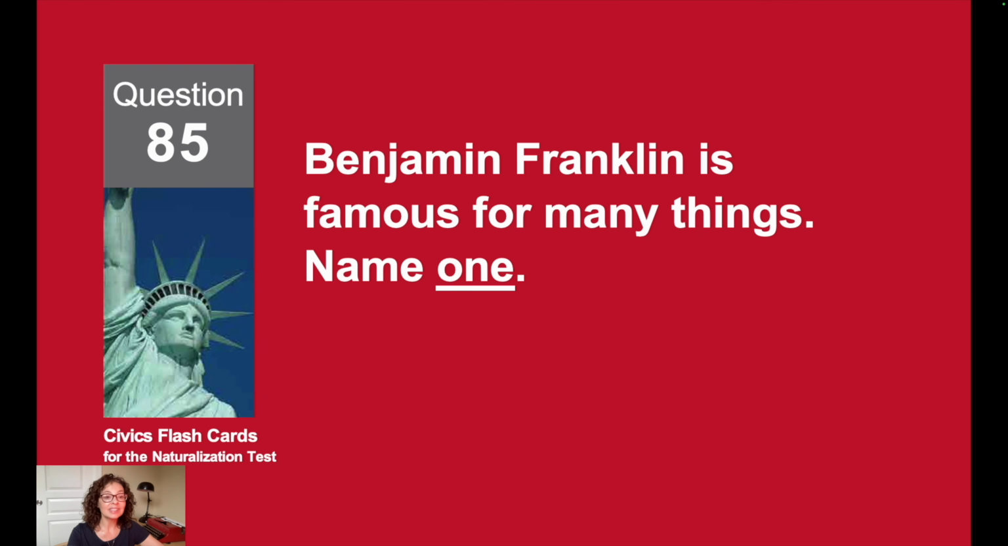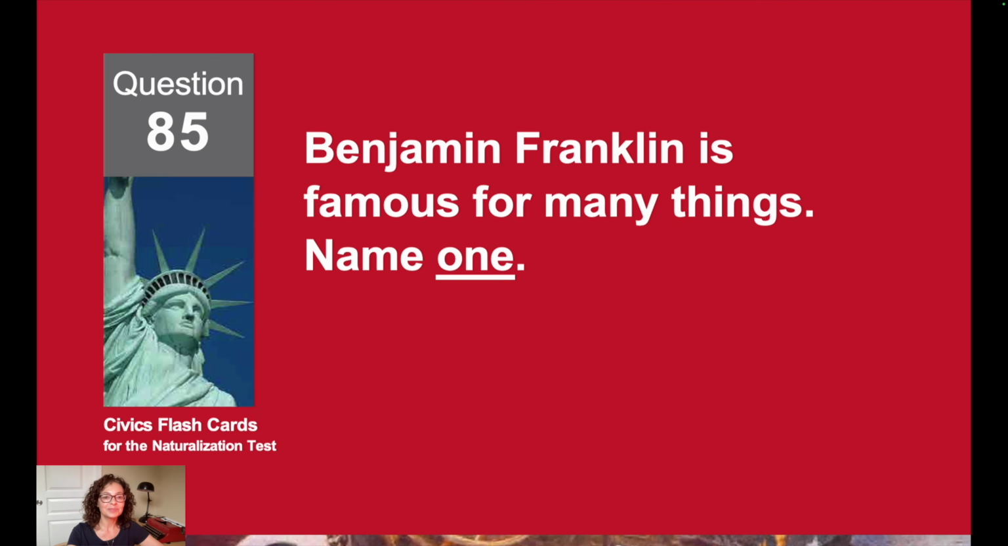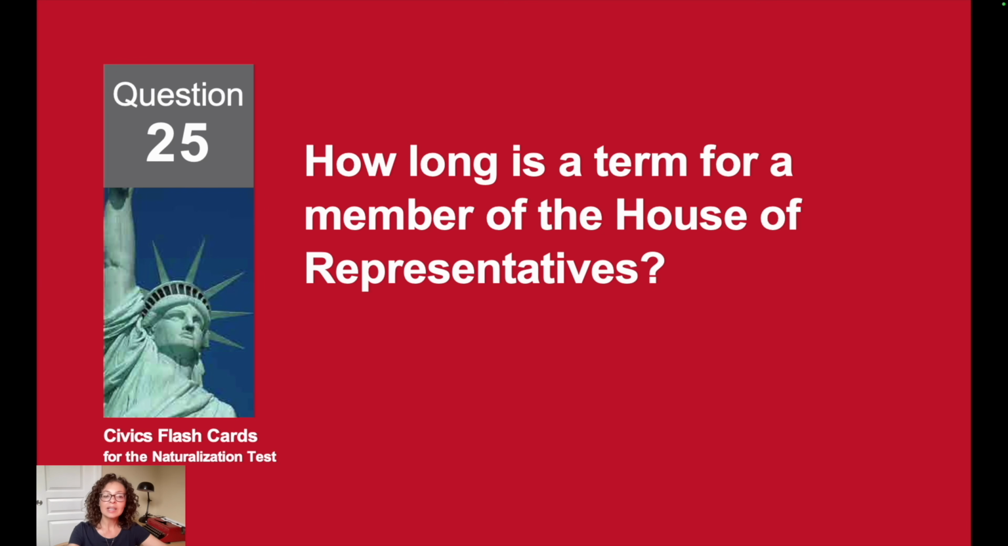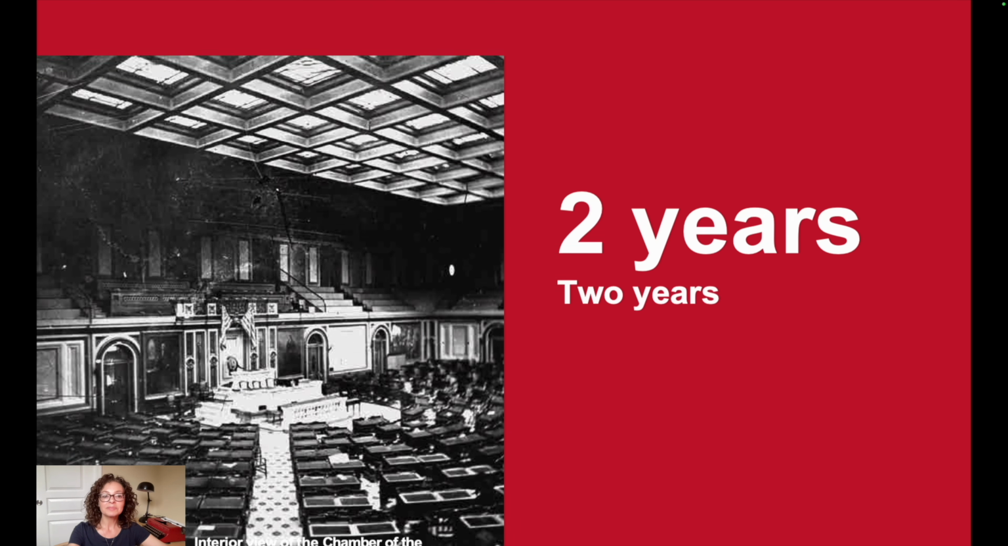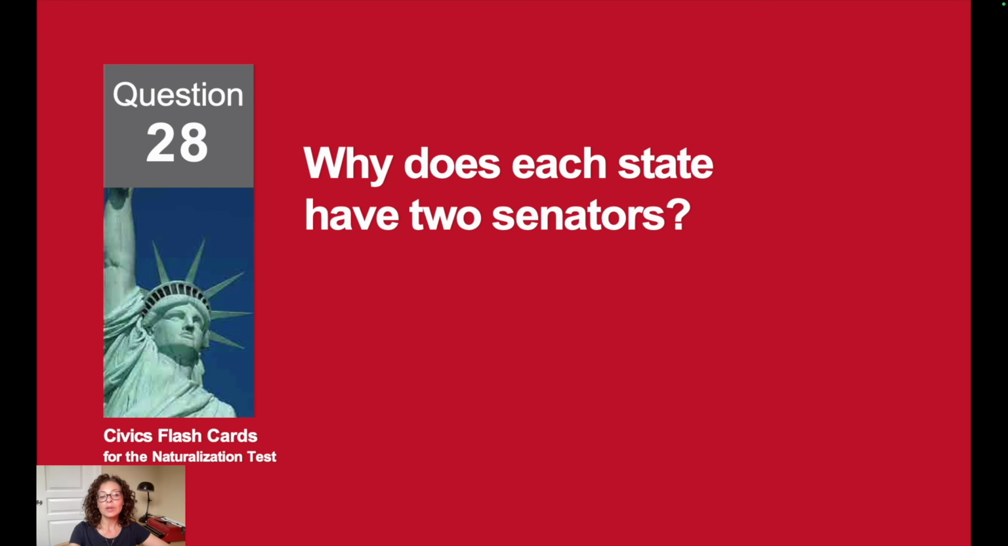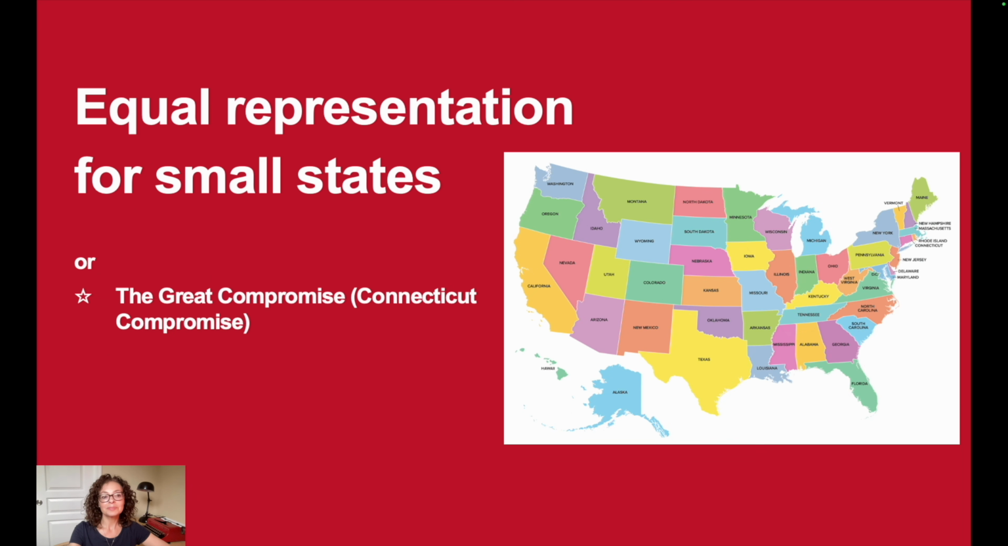Benjamin Franklin is famous for many things. Name one. He was a U.S. diplomat. How long is a term for a member of the House of Representatives? 2 years. Why does each state have 2 senators? Equal representation for small states.